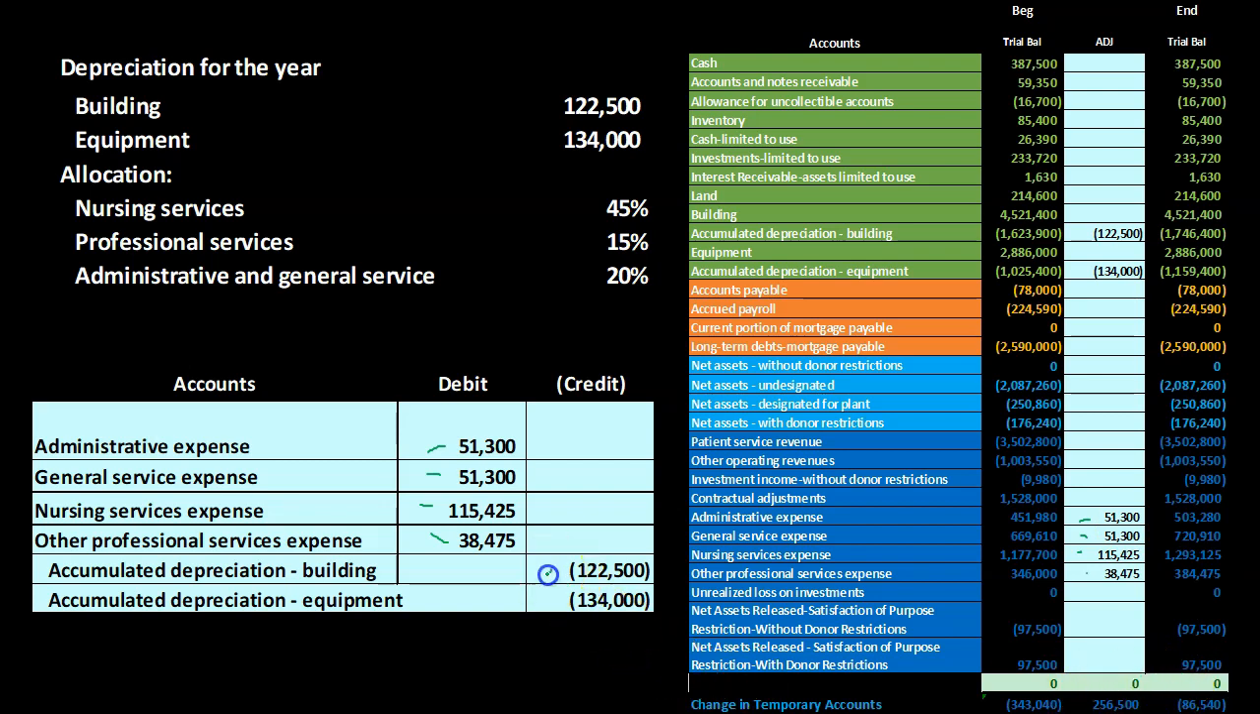The credit then goes to the accumulated depreciation accounts. You can see that those are credit balance accounts. We will be crediting them, increasing them in the credit direction. As they go up in the credit direction, as we see these contra asset accounts, we can see that the book value then is going down.